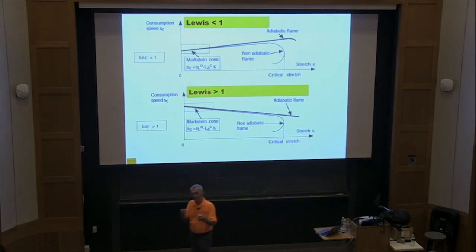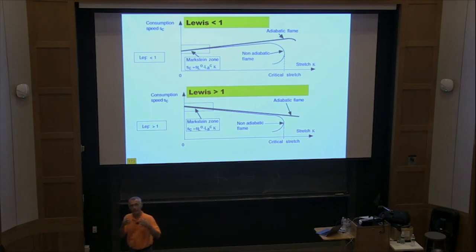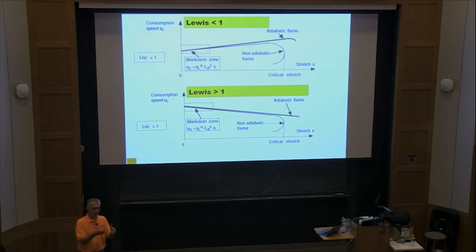You stretch the flame, and the flame likes it. It burns more. So it's a double benefit. The $1 bill becomes a $2 bill, multiplied by the fact that each dollar is better than the previous one. Of course, if it's not adiabatic, it will quench. But when you stretch it, you get more.